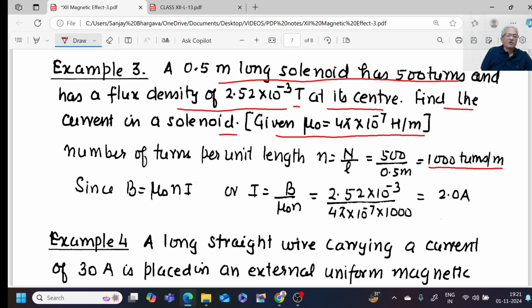Now for a solenoid, B is equal to mu 0 n I. So I would be equal to B upon mu 0 n. B is 2.52 into 10 raised to power minus 3 Tesla. Mu 0 is 4 pi into 10 raised to power minus 7 and small n is 10 raised to power 3. So it would be 2 ampere. Example 4.